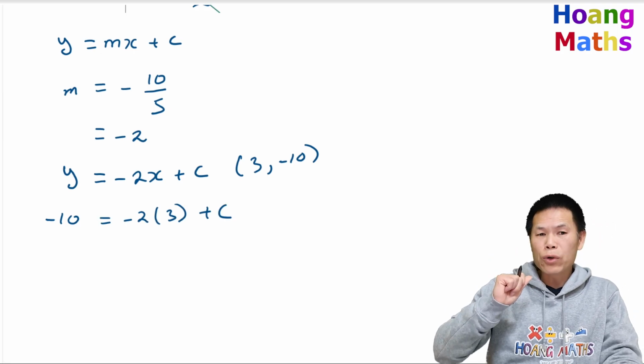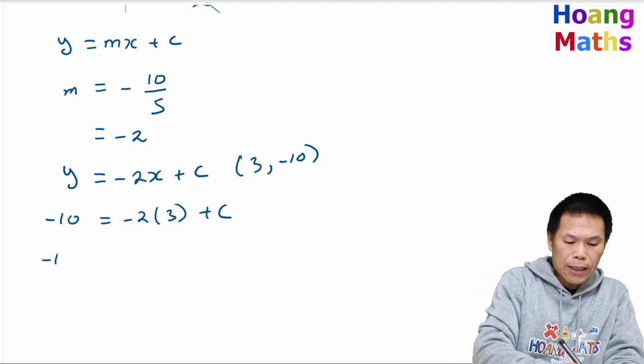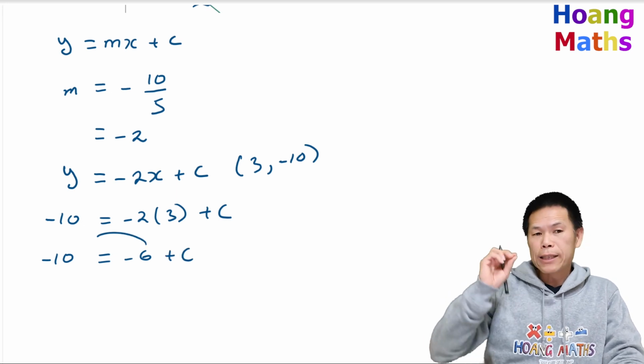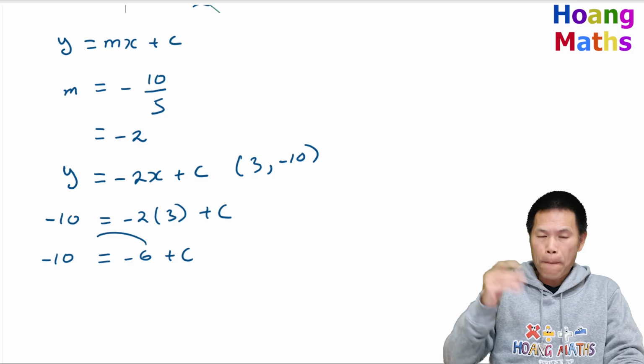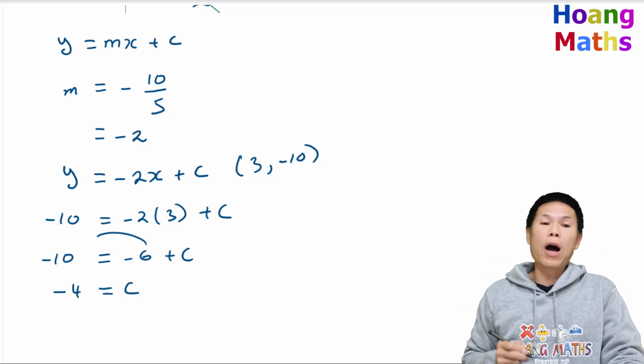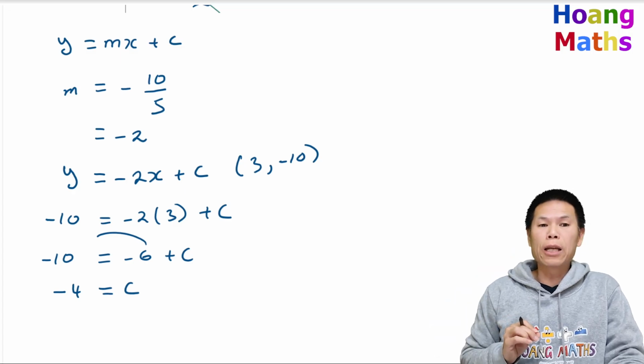So 2 times 3 is 6, but then negative 2, so it becomes negative 6. Negative 10 equals negative 6 plus c. And move it to that side, it becomes plus. 10 minus 6 is 4, but negative 4. So negative 4 becomes c. Otherwise, just put it on a calculator, minus 10 plus 6. So you should get negative 4.